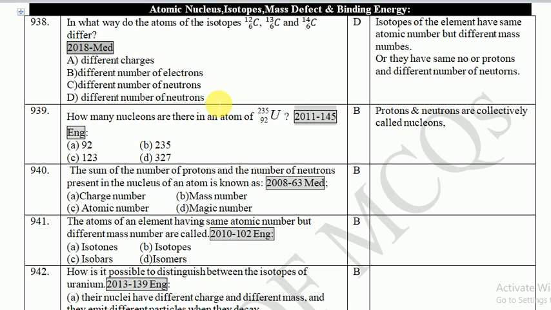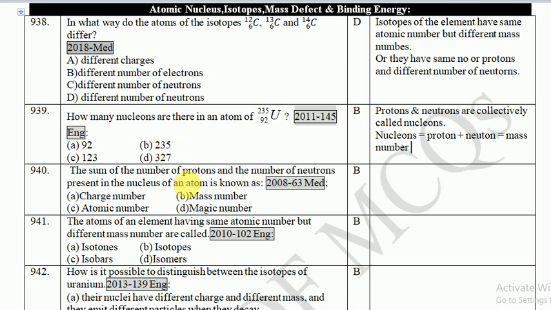The next is, how many nucleons are there in an atom of uranium-92-235? Protons and neutrons are collectively called nucleons. So nucleons is equal to protons plus neutrons. In this case, protons plus neutrons is represented by the number 235, which is the mass number. So the mass number of an atom is the number of nucleons. So 235 is the correct option, that is option B.